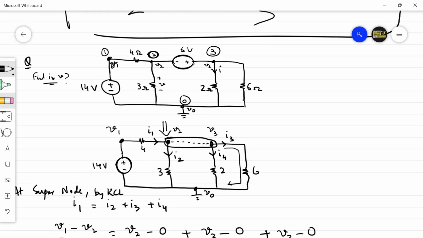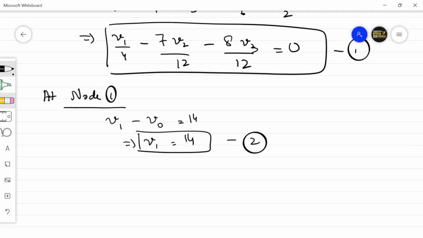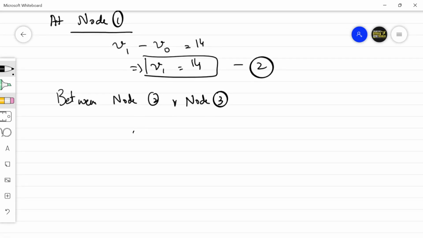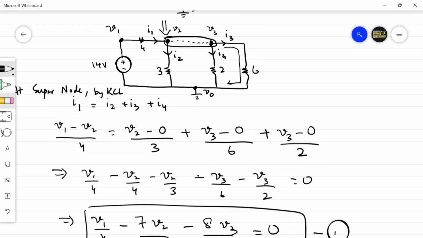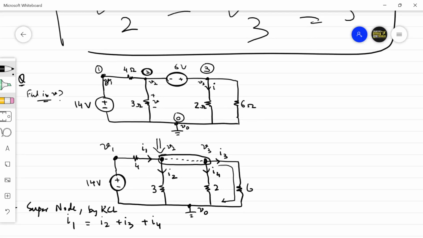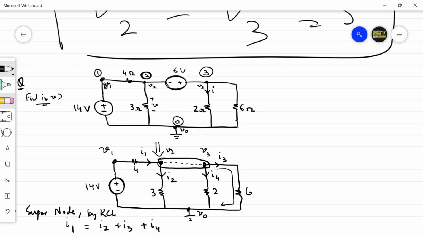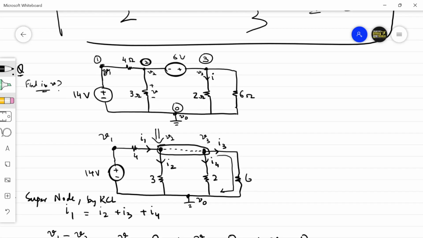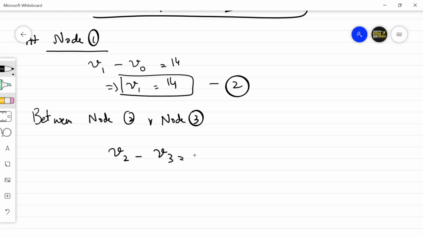Similarly, between node 2 and node 3, V2 minus V3 is the voltage. Between node 2 and node 3, voltage is V2 minus V3 and that is equal to, ये साइन इंपॉर्टेंट है क्योंकि अब ये साइंस चेंज हो गई है. दिस इज इक्वल टू -6.